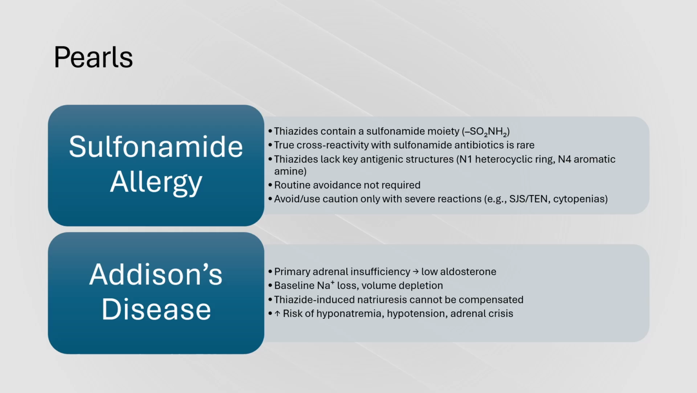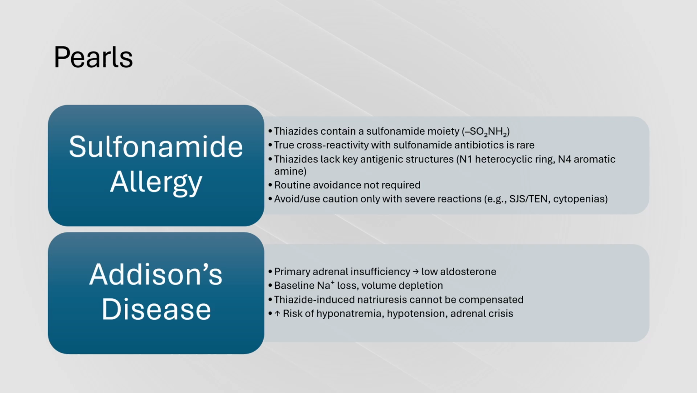For type 1 IgE-mediated immediate hypersensitivity reactions, the immunologic determinant is the N1 heterocyclic ring, a structure that non-antibiotic sulfonamides, including thiazides, completely lack.